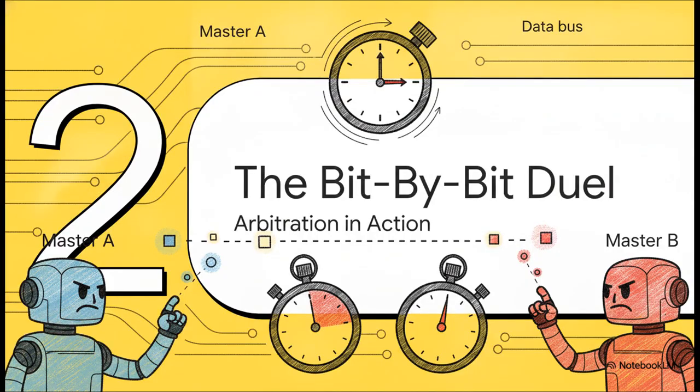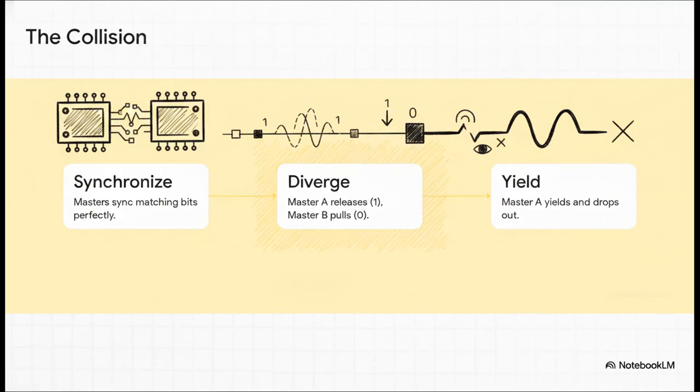Section 2. The bit-by-bit duel. Let's actually slow time way down for a second and watch a synchronized microsecond-by-microsecond duel between Master A and Master B. By pure chance, both masters start transmitting simultaneously. Their first few bits match perfectly. A 1, a 0, a 1. Because the waveforms align so perfectly, neither chip even realizes the other is there.